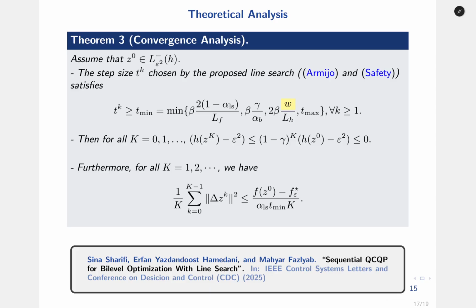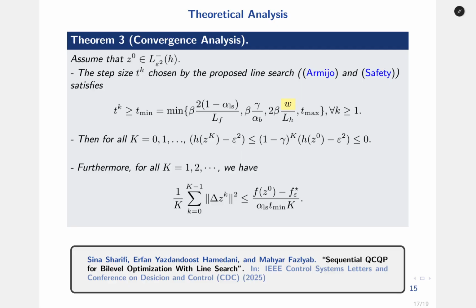We now present the main convergence guarantees of our discrete time algorithm. We assume that the initial point lies in the relaxed safe set. Under this assumption, the first result establishes that the line search always returns a step size that is uniformly bounded away from 0. The key takeaway is that the algorithm never gets stuck with vanishingly small step sizes thanks to the tilting parameter w that we introduced. The second result shows that the safety constraint function contracts geometrically at every iteration. Since this term is non-positive inside the safe set, the inequality guarantees that all future iterates remain feasible. This is the discrete time version of forward invariance.